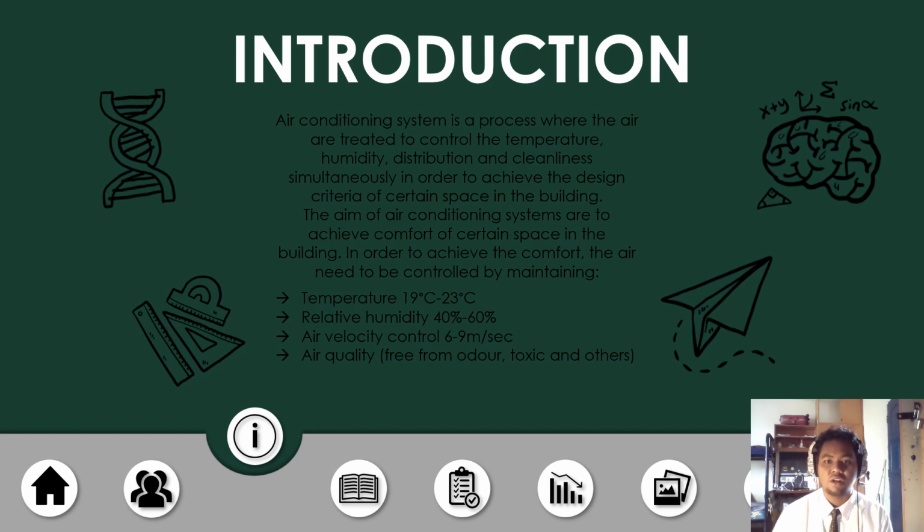In order to achieve the comfort, the air needs to be controlled by maintaining first temperature, relative humidity, air velocity control, and air quality. So for the temperature is from 90 degree until 23 degree. Relative humidity is 40% until 60%. Air velocity control is 6 until 9 meter per second, and air quality is free from odor, toxic, and others.